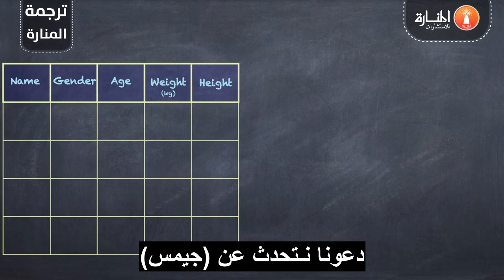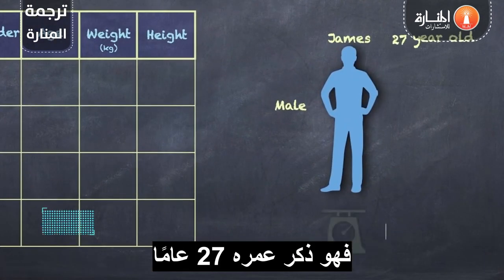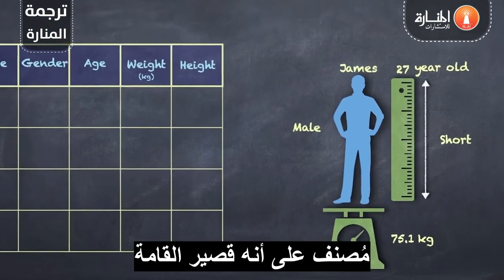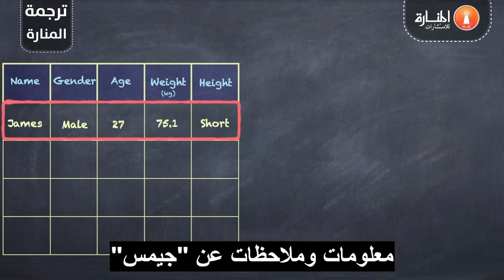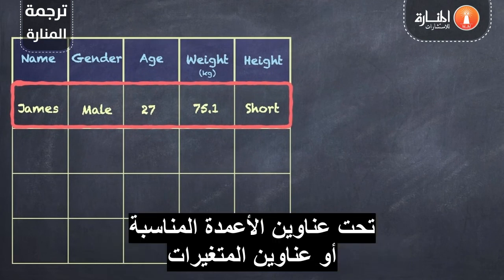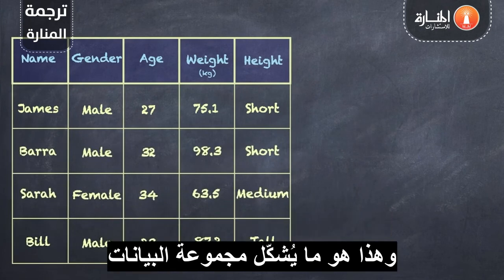Let's talk about someone called James. James has got certain characteristics that we're interested in. He's a 27-year-old male. He weighs 75.1 kilograms. He's been categorized as short. Together, we call all of this information about James an observation. We store that information as data under the appropriate column headings or variable headings. And of course, we can add as many observations as we want, and this is what makes up our data set.